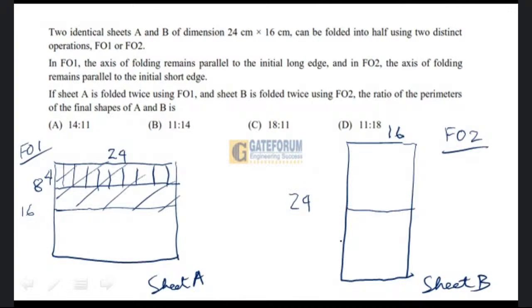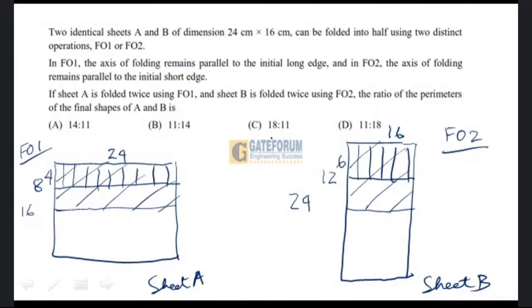Now this one, see, this is the original sheet. This is fold 1. And on folding it, the sheet becomes this. And this becomes 12, whereas this remains 16. In the previous one, this remained 24. And then you have to fold twice. So you fold along this. So this sheet becomes now this. And this is 6.